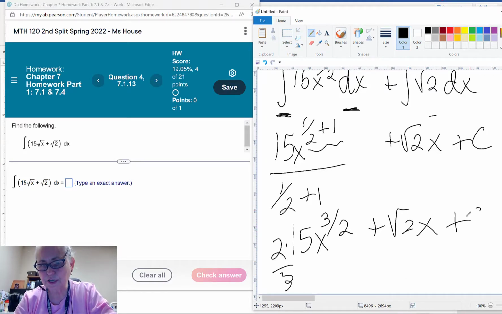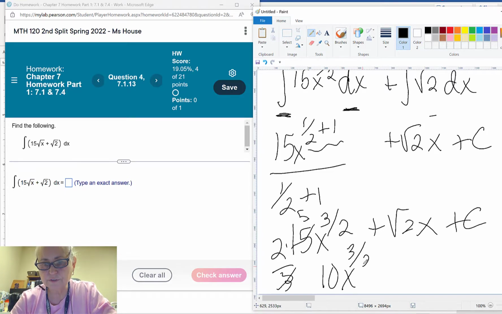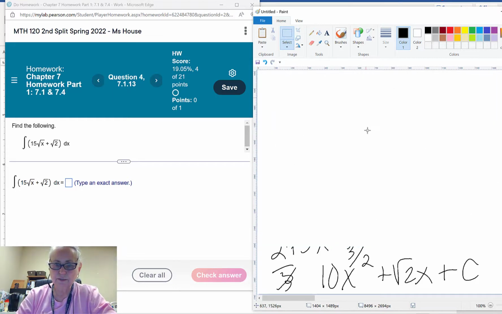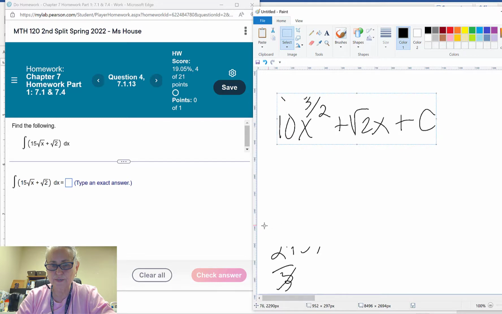This part doesn't change. Look, the 3 goes into the 15 5 times, and 2 times 5 is 10. So I've got 10 x to the 3/2 plus the square root of 2x plus c. Now let's go back and let's take the derivative of that. Let's take the derivative of this to prove that we got the right answer.